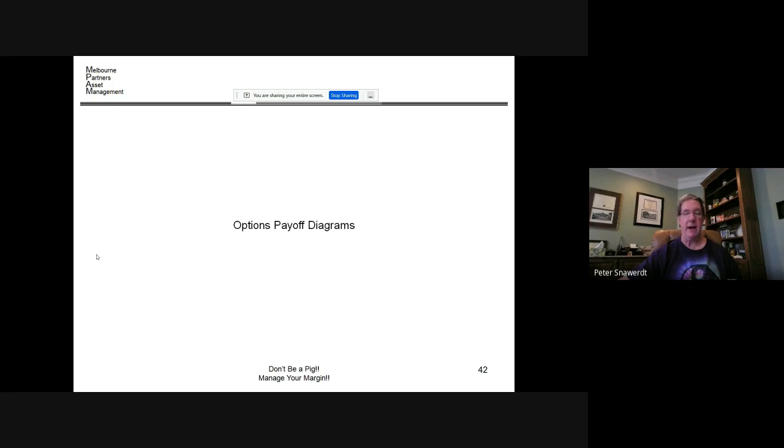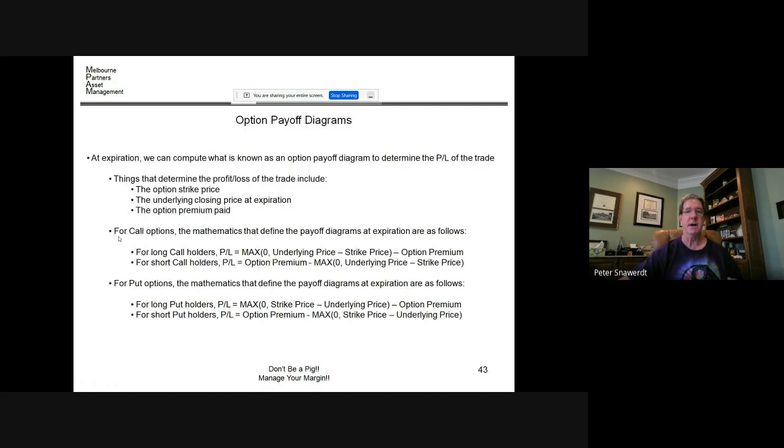Options payoff diagrams. This is really all about what happens around expiration. Once the contract has expired, like on Friday, you had a bunch of options. The entire options chain for Friday expired. Whether the options won or lost from your point of view depended upon the options payoff diagram. Basically, this is the P&L of the trade at expiration.